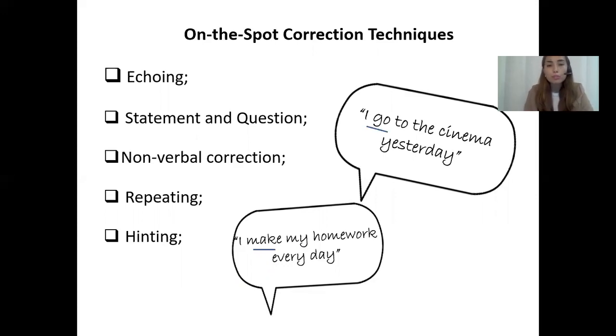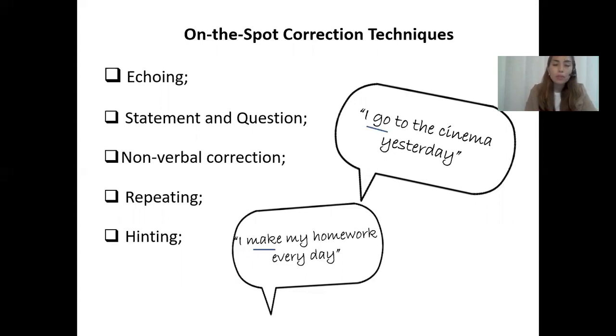Non-verbal correction is my favorite, when you don't have to say anything. You simply use your gestures or mimics to show that there's something wrong in what your students are saying. For example, if I correct the first mistake, I go to the cinema yesterday, I would simply show like this, pointed past, and it will mean that student has to change the tense.